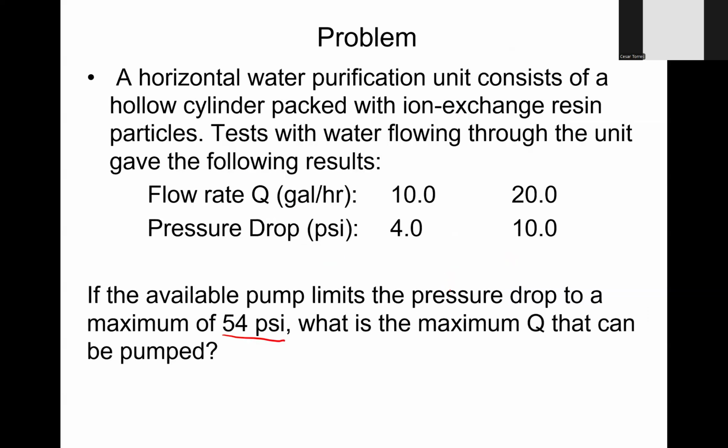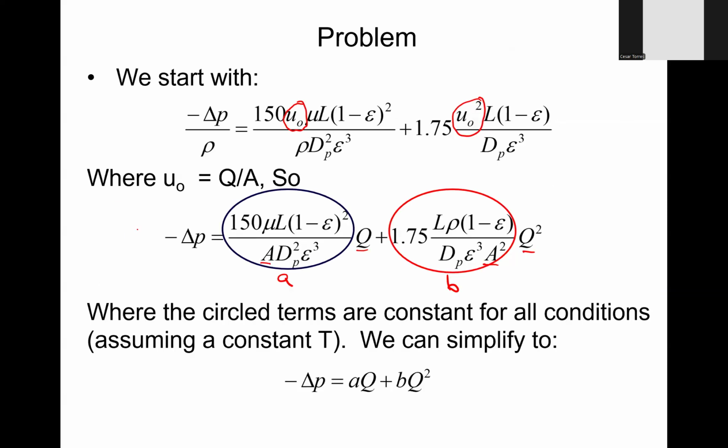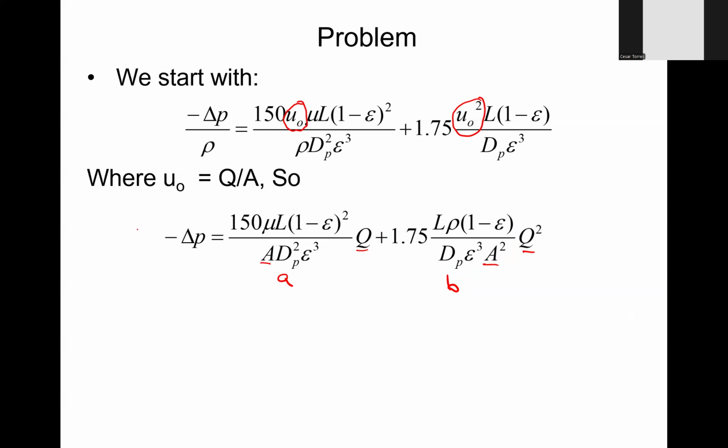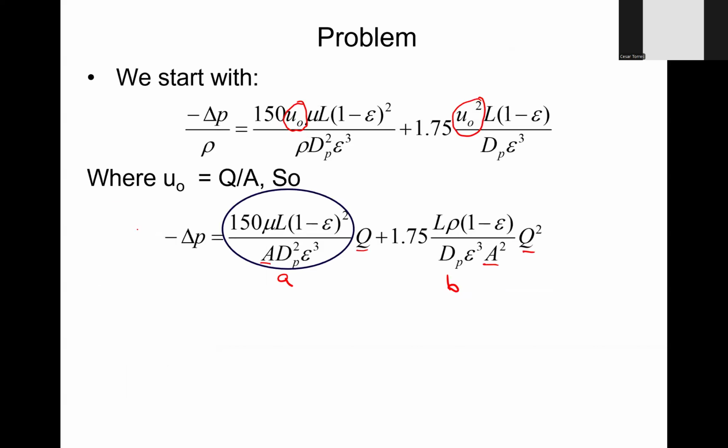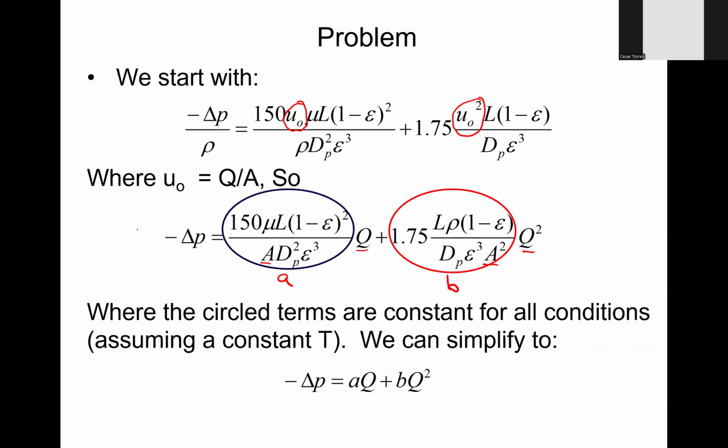So if we have that equation, then we have an equation of two unknowns, and we have two conditions of Q and delta P. So with those, you are going to solve this to find A and B, and then you have an equation to find any other condition. And in this case, we're going to use 54 psi. Now note that the units of this problem are a bit weird. They're gallons per hour and they're psi, but it really doesn't matter because since A and B are constants, you can sort of include those conversions into these constants.